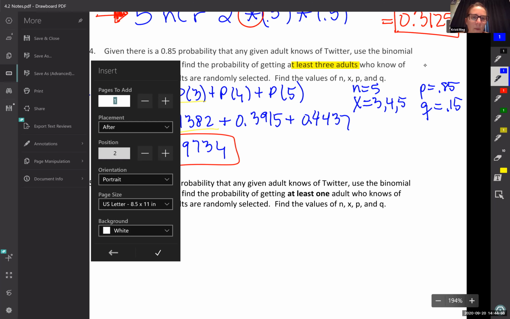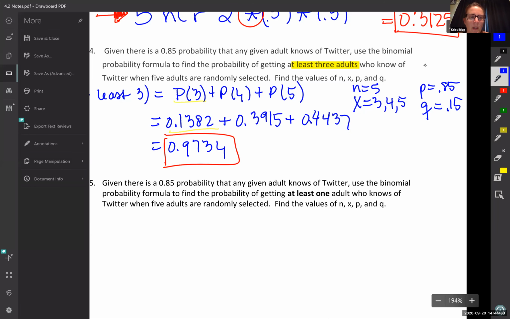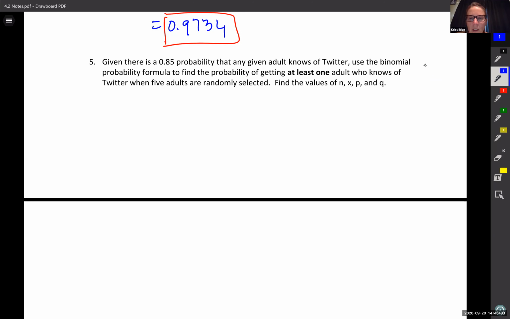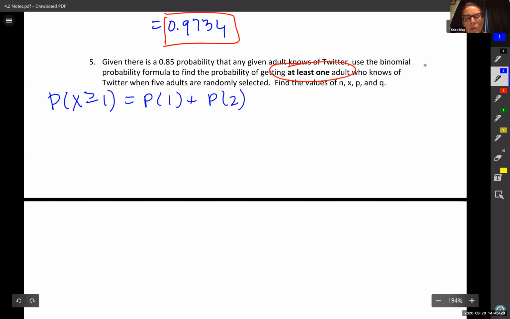Here we go, in case we need more room. But here we have the same thing with the Twitter going on. This difference here is this at least 1 adult. So we want the probability that X is 1 or greater. So that's going to look like the probability of 1 plus the probability of 2 plus the probability of 3 plus the probability of 4 plus the probability of 5.